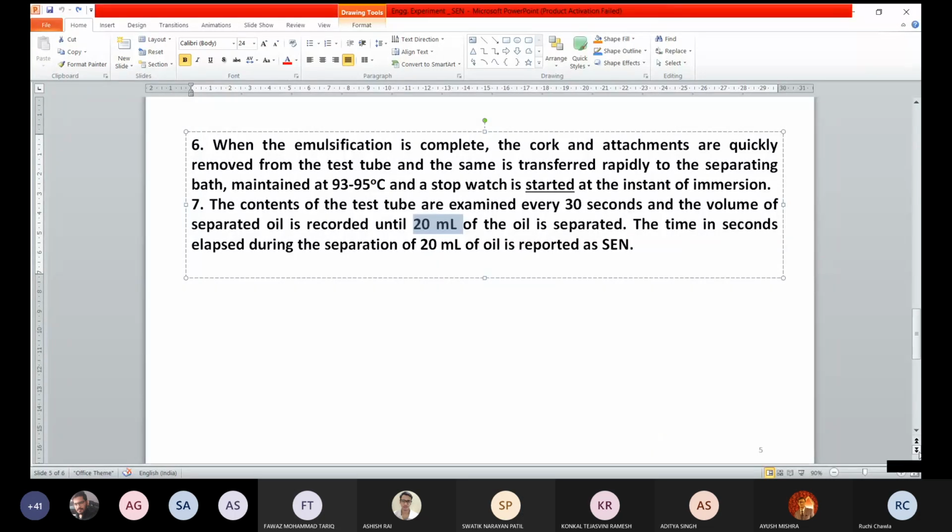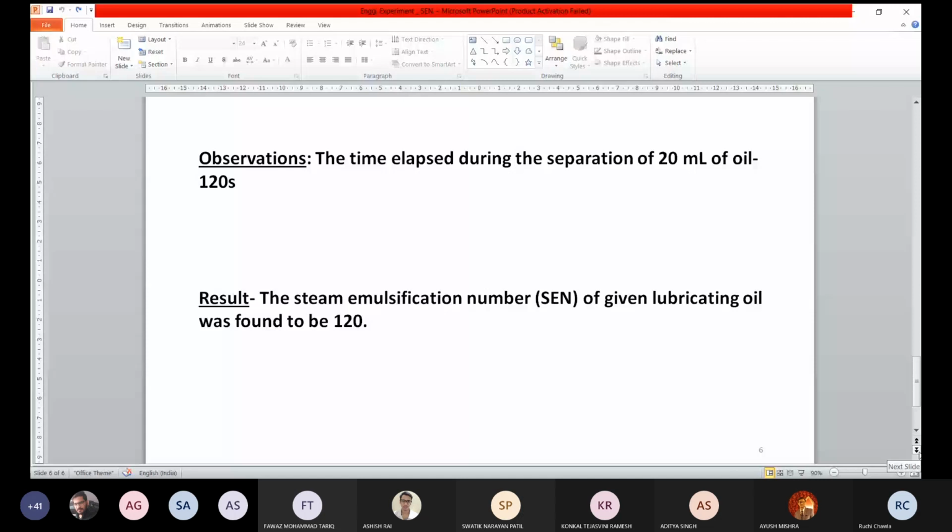Coming to the observations and result. Straight away in the observations, you will write the time elapsed during the separation of 20 ml of oil is 120 seconds. And the result is going to be: the steam emulsification number of the given lubricating oil was found to be 120 seconds. See, mention seconds, this I was talking about in the beginning. So this is how you will be reporting the result in your practical file.